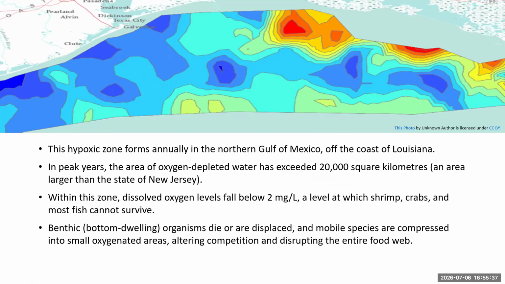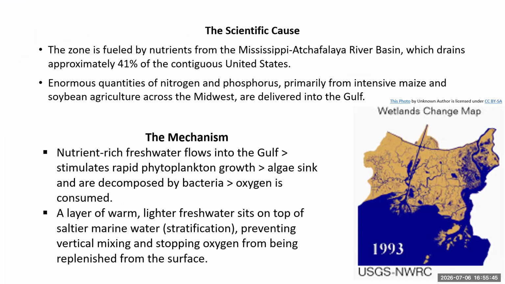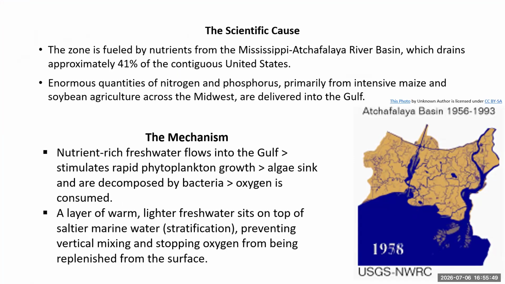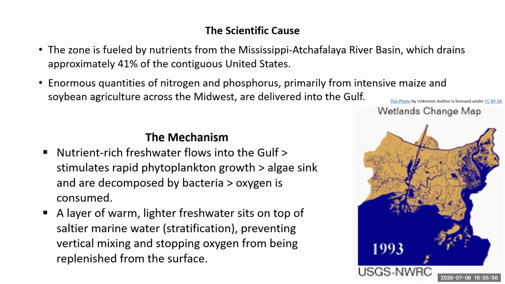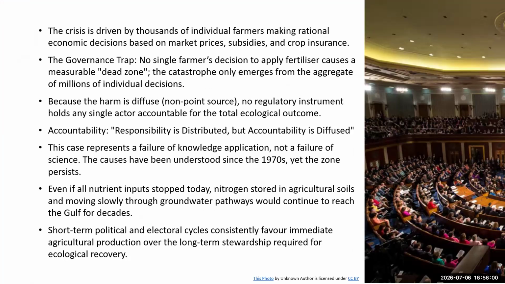The main cause is nutrient runoff from the Mississippi River basin, where fertilizers from agricultural land are carried into the Gulf. These nutrients fuel algal blooms, and when the algae decompose, they consume oxygen. Warm freshwater also forms a layer over the denser seawater, preventing oxygen from mixing downwards.